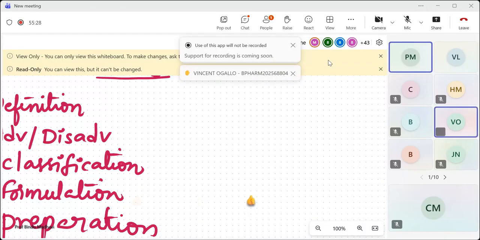We do have another type of tablets, like modified tablets. You cannot call them a class, but you do have sugar-coated tablets, film-coated tablets, and compression-coated tablets. Tablets are coated with sugar to improve the taste.